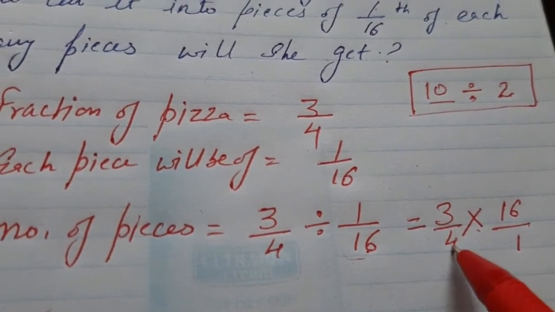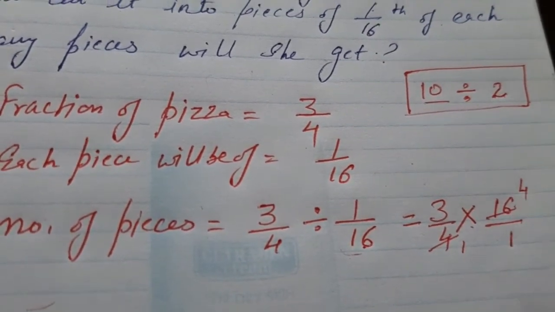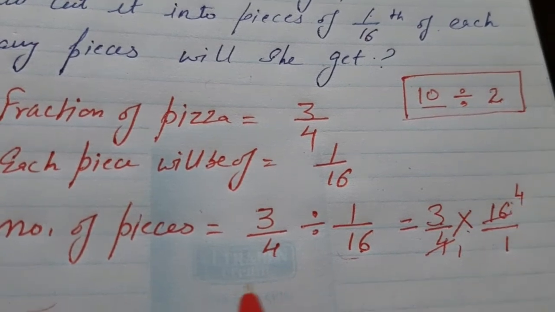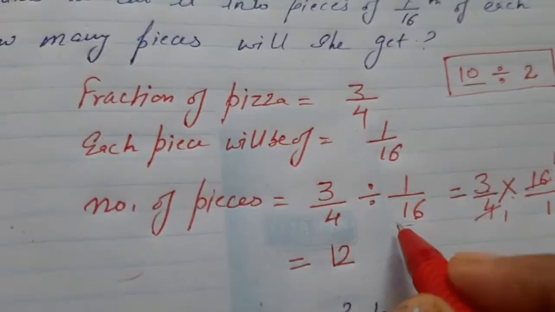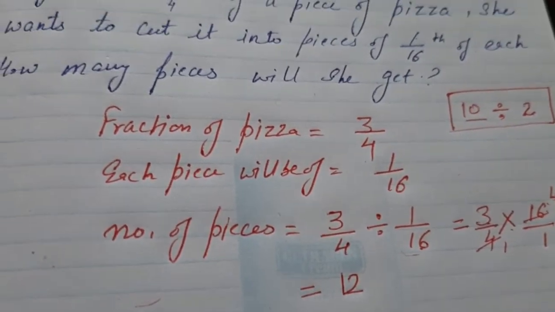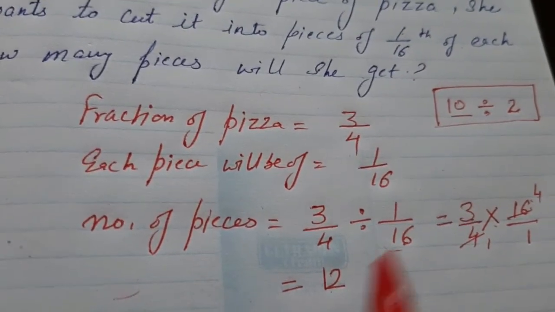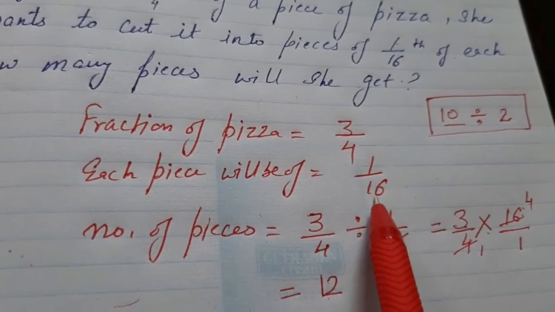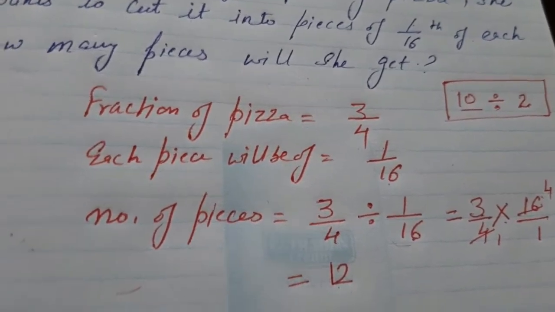Now we will do the cancellations. 4 ones are 4, 4 fours are 16. Now multiply the numerators. So 4 threes are 12. So the number of pieces is 12 here. So she will get 12 pieces, each of measurement 1 by 16.